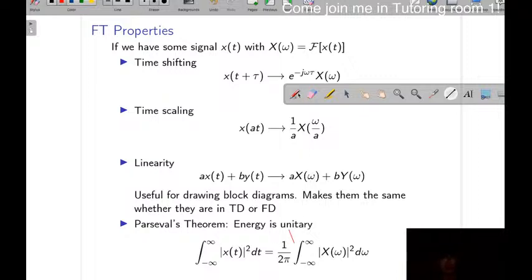Okay, so it's up to this 1 over 2 pi. If we take the energy of the signal in time, it's going to have the same amount of energy as if we took that integral across the frequency domain, up to this factor of 1 over 2 pi.